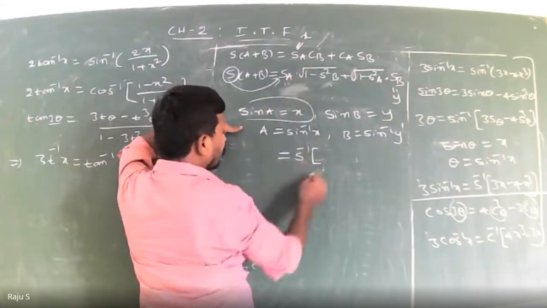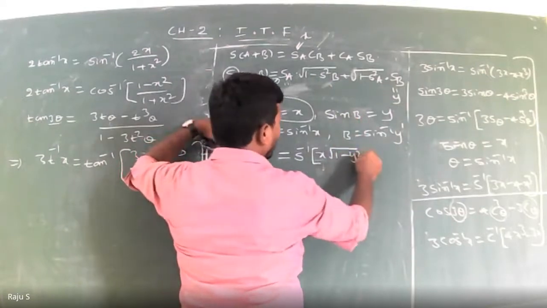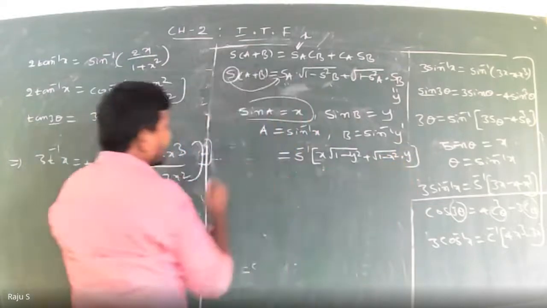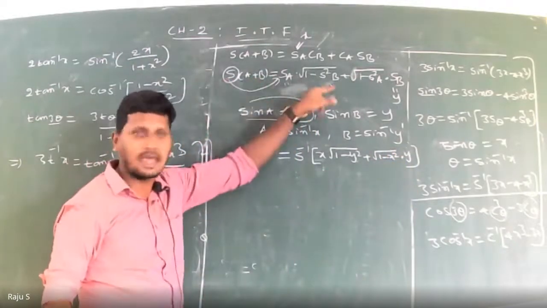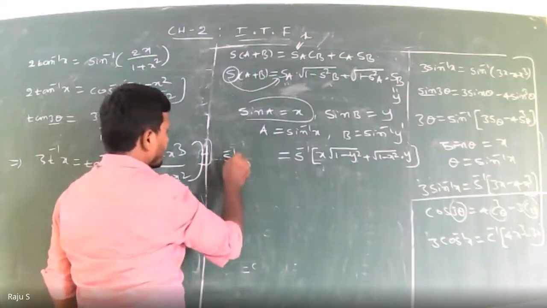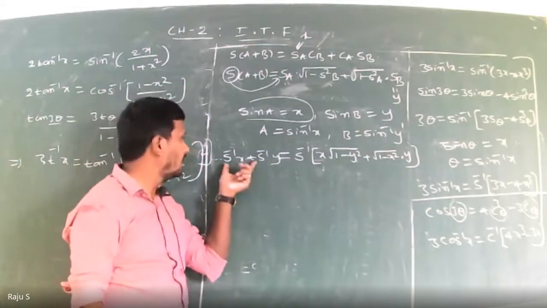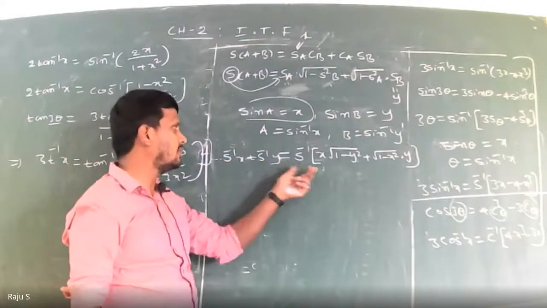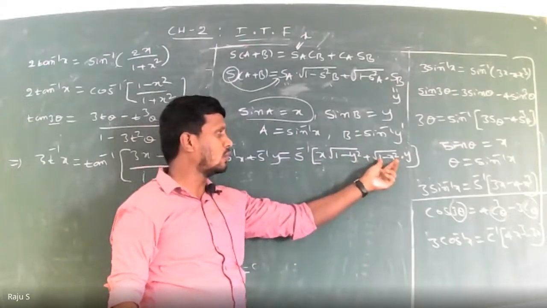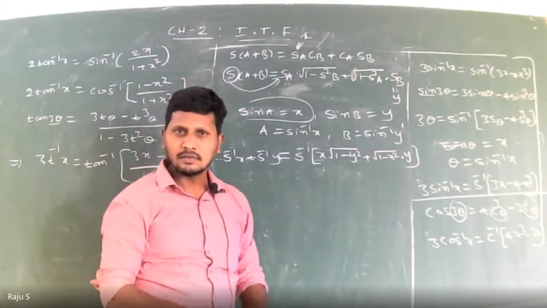What is sin A? x, times root over 1 minus what is sin B? y square, plus root over 1 minus x square into y. So what is the left side? When I take sin to the right side, the remaining value is A plus B. What is that here? Sin inverse x plus sin inverse y. So finally remember the formula: sin inverse x plus sin inverse y is equal to sin inverse of x into root over 1 minus y square plus root over 1 minus x square into y. Simple. Is it clear?